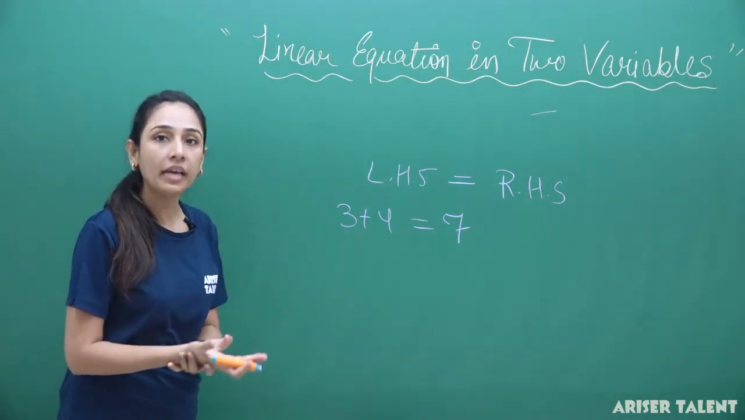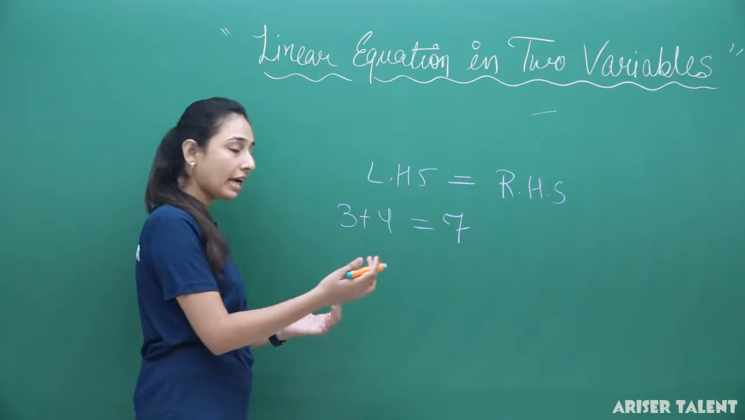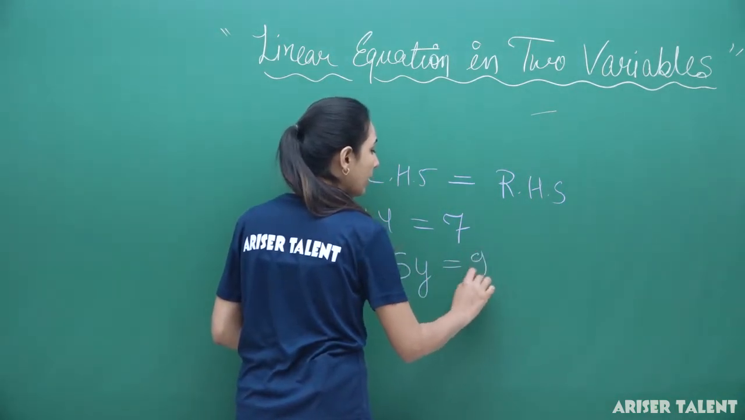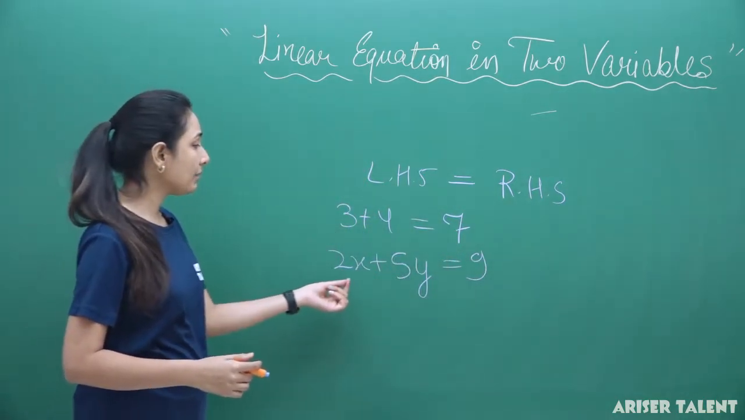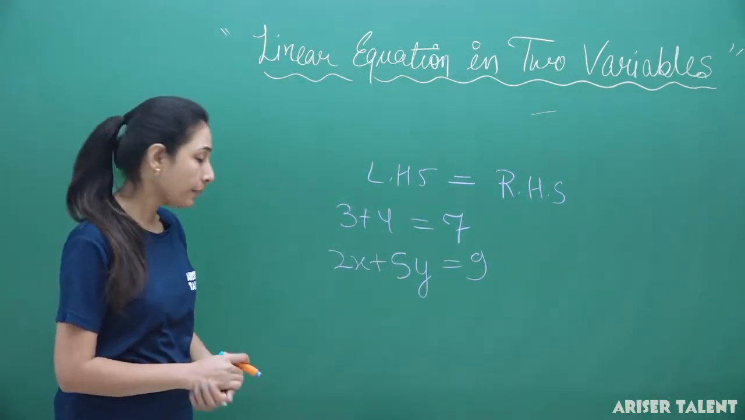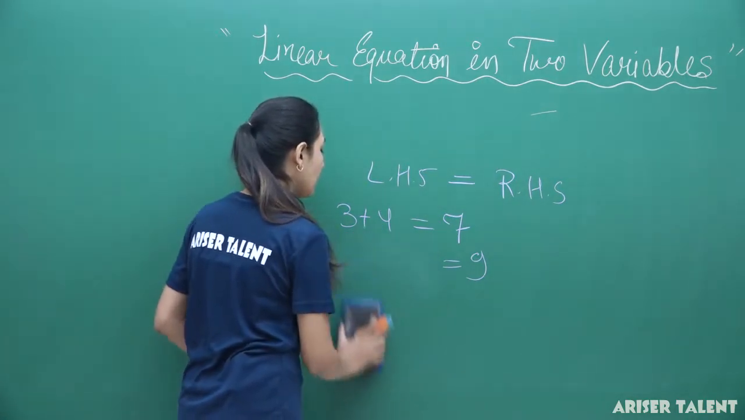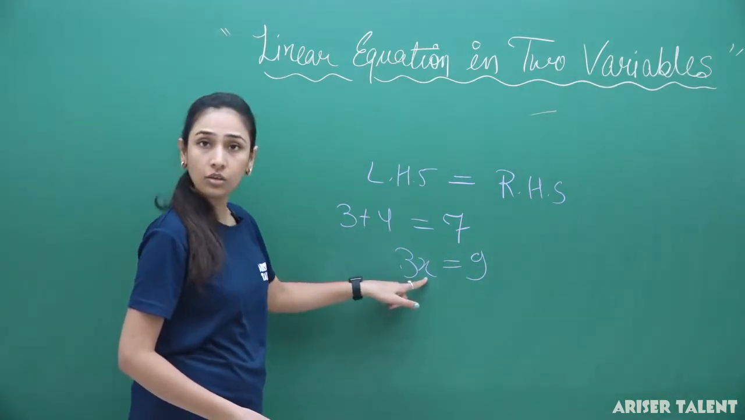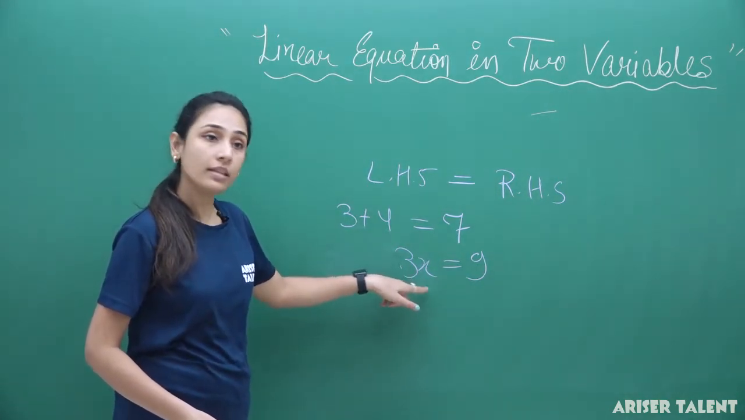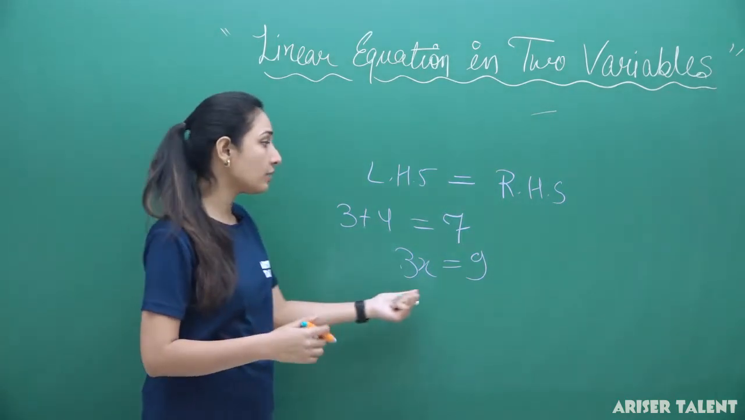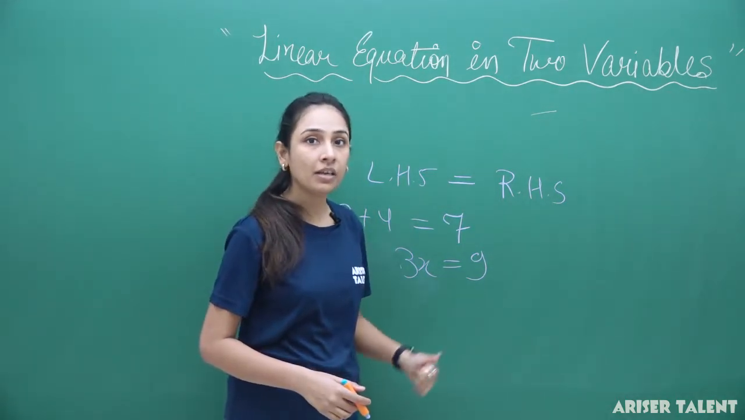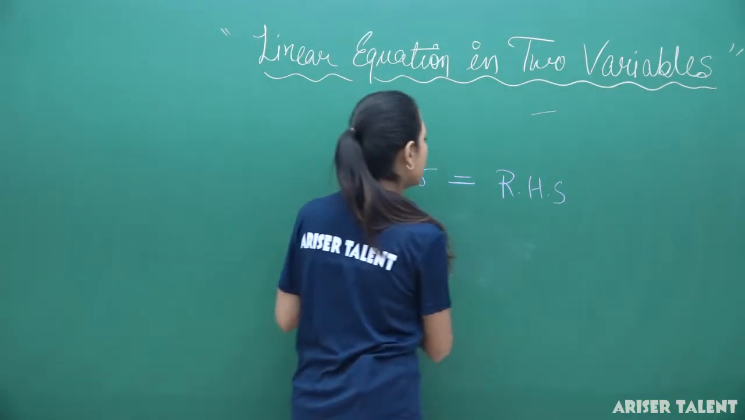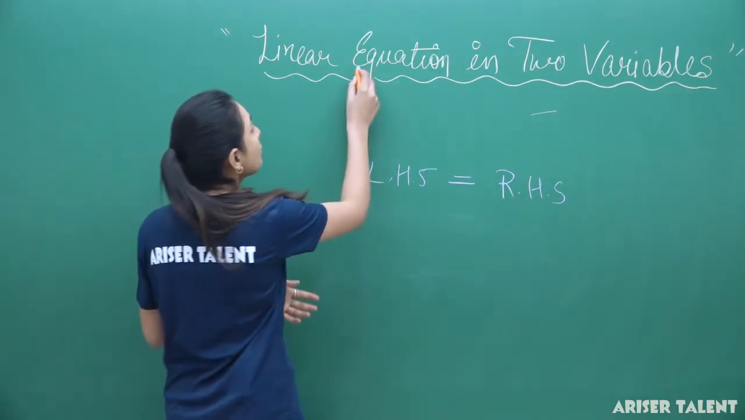When I talk about an algebraic equation, I'll write something like 2x plus 5y equals 9, and there can be some values of x and y. Can I just write 3x equals 9? In that case, for x equals 3, this equation is correct, because if x equals 3, 3 multiplied by 3 is nothing but 9. So the equation is clear.